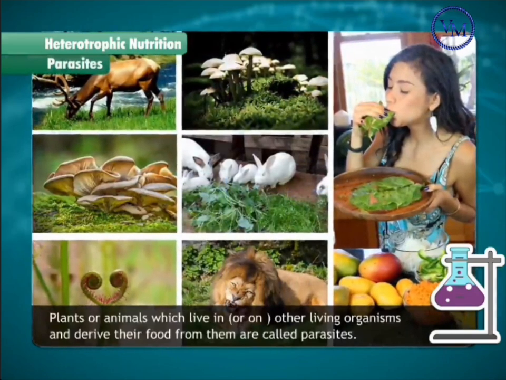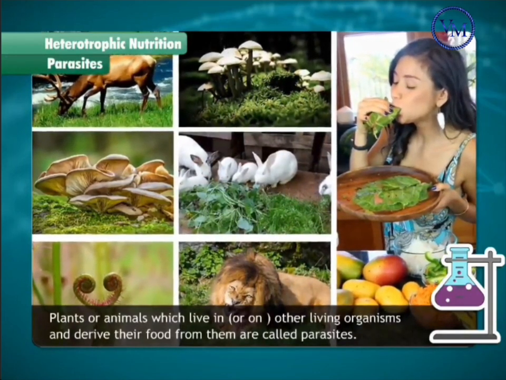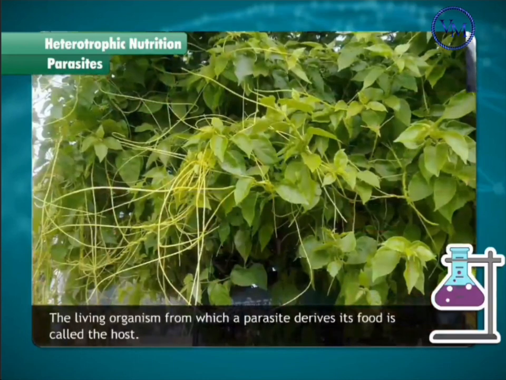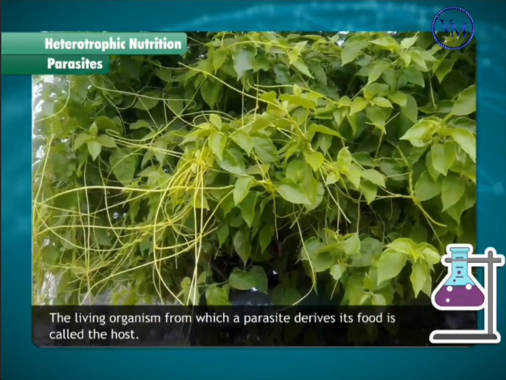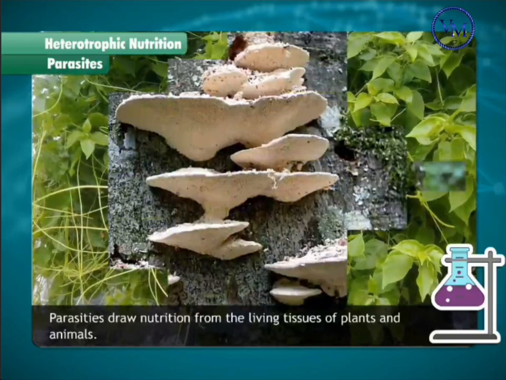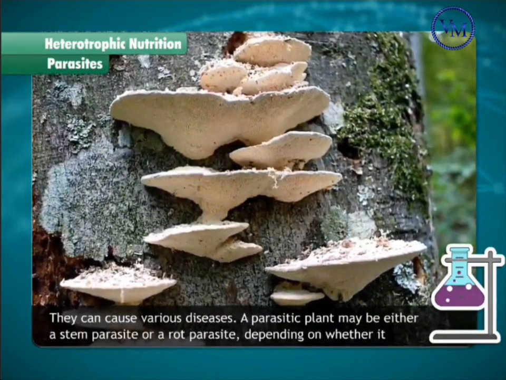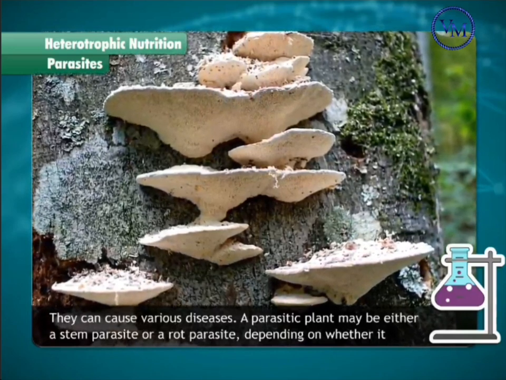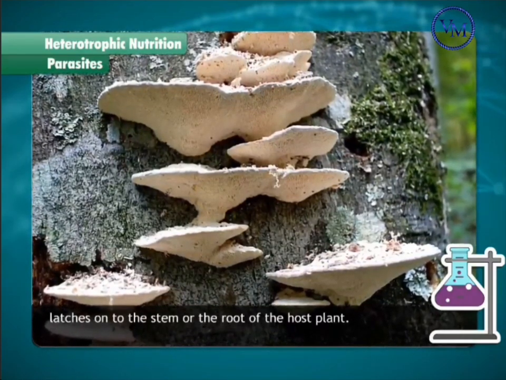Parasites. Plants or animals which live in or on other living organisms and derive their food from them are called parasites. The living organism from which a parasite derives its food is called the host. Parasites draw nutrition from the living tissues of plants and animals. They can cause various diseases. A parasitic plant may be either a stem parasite or a root parasite, depending on whether it latches on to the stem or the root of the host plant.